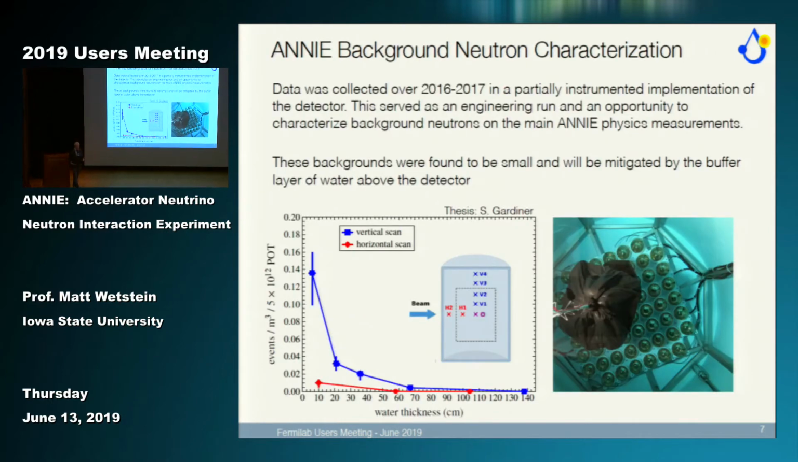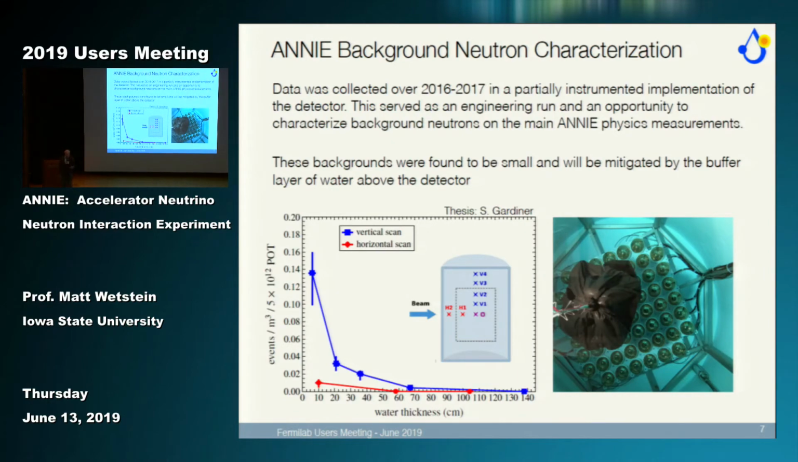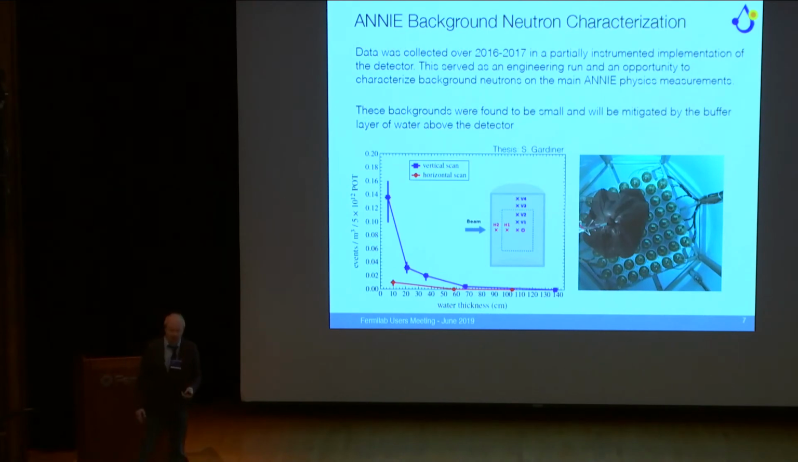Now, before we could endeavor to make the physics measurement we want to make, we needed to really understand any neutron backgrounds, beam-induced neutron backgrounds that we would see in the Hall. In particular, we built a partially instrumented implementation of our detector and ran it over 2016 and 2017 to characterize any background neutrons we would see in the A.N.N.I.E measurement. These backgrounds were found to be small and were mitigated by the layer of water that we've designed to be above the active region of our detector.